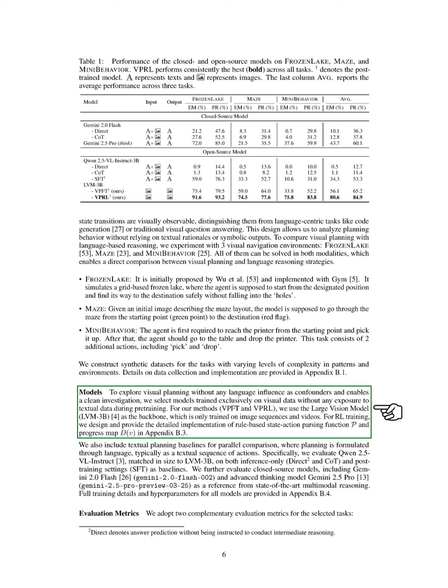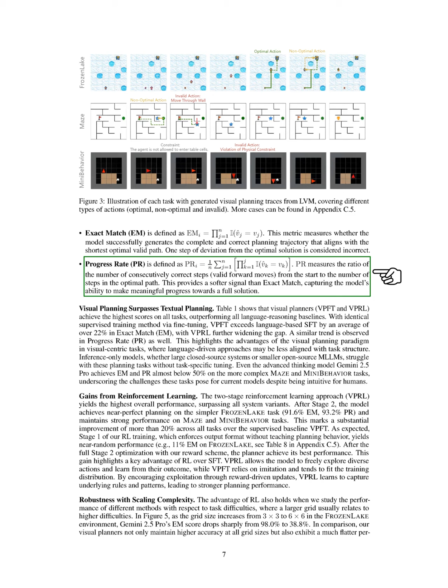For evaluation, we use 2 metrics: exact match, M, which checks if the model generates the correct planning trajectory, and progress rate, PR, which measures the ratio of correct steps taken towards the optimal path. This gives us insight into the model's ability to make meaningful progress.